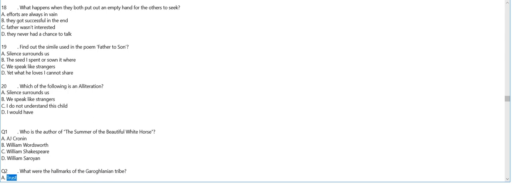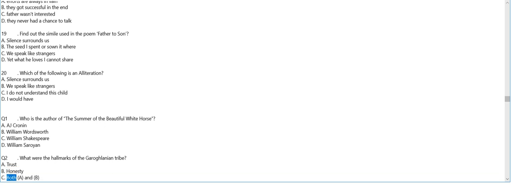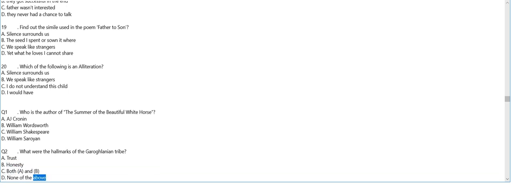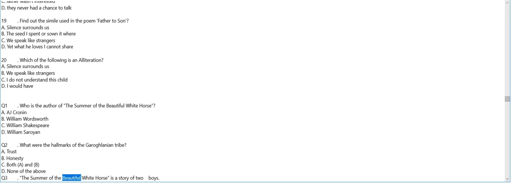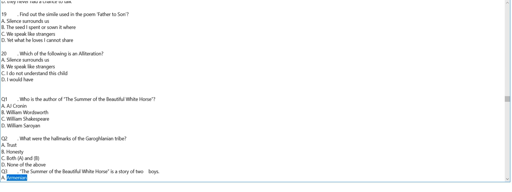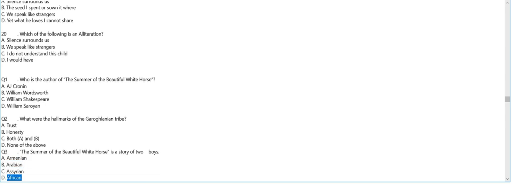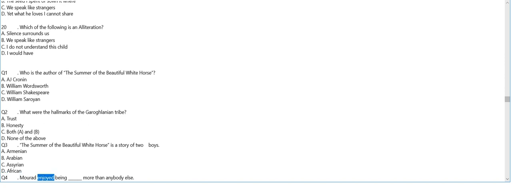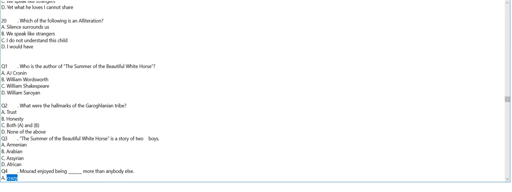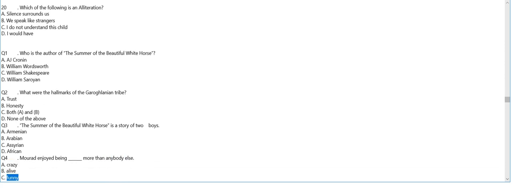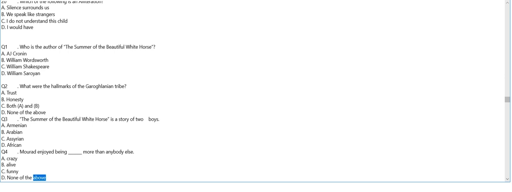Q2. What were the hallmarks of the Garoghlanian tribe? A. Trust. B. Honesty. C. Both A and B. D. None of the above. Q3. The Summer of the Beautiful White Horse is a story of two boys. A. Armenian. B. Arabian. C. Assyrian. D. African. Q4. Murad enjoyed being _____ more than anybody else. A. Crazy. B. Alive. C. Funny. D. None of the above.